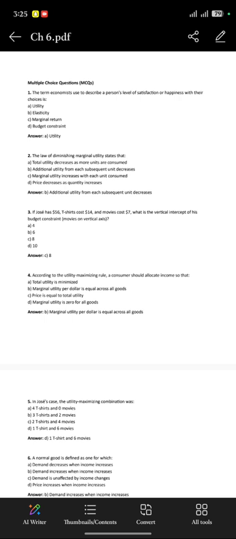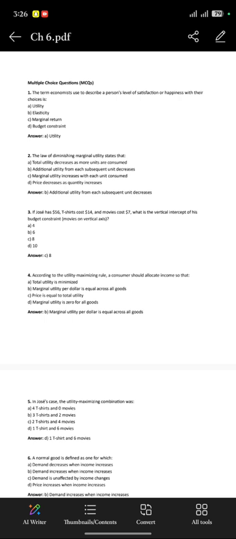MCQs number 3. If Joe has $56, t-shirts cost $14 and movies cost $7, what is the vertical intercept of his budget constraint, movies on the vertical axis? The answer is option number C, 8.